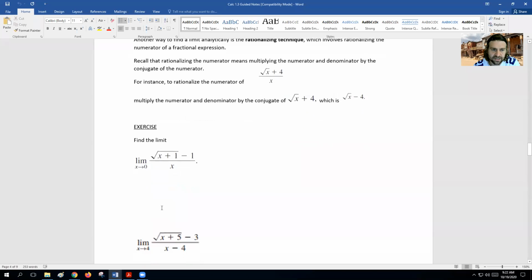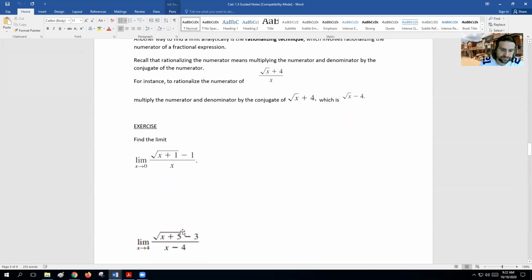If I have this first example here, I have the limit as x approaches 0 of the square root of x plus 1 minus 1, over x. Now I can't just plug in 0 because I'd have a 0 in the denominator, so direct substitution doesn't work. What we have to do is use our conjugate to help us out. I'm going to grab my annotation tools here and show you what we're going to do. We're going to multiply the top and bottom by the conjugate.